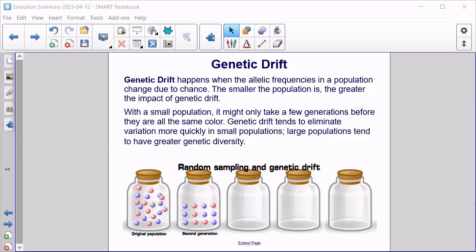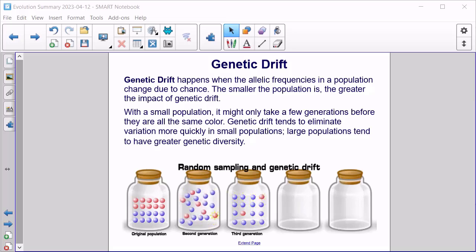Genetic drift. Genetic drift happens when the allelic frequencies in a population change due to chance. The smaller the population is, the greater the impact of genetic drift. With a small population, it might only take a few generations before they are all the same color.